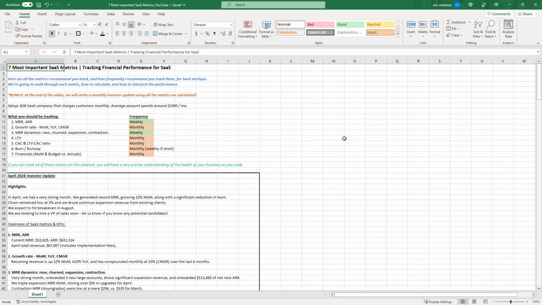Okay, so I hope this gives you a great understanding of the most important SaaS metrics and how to track the financial performance of SaaS startups.